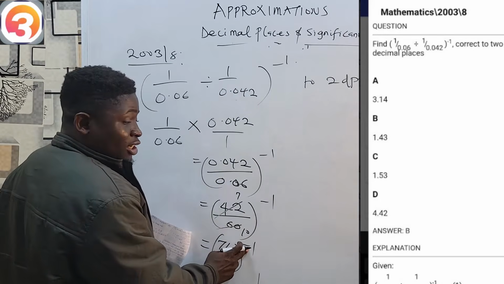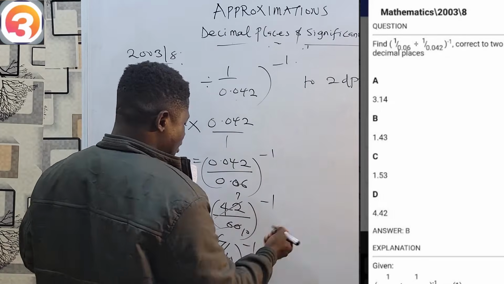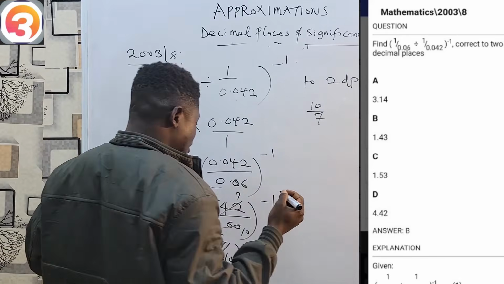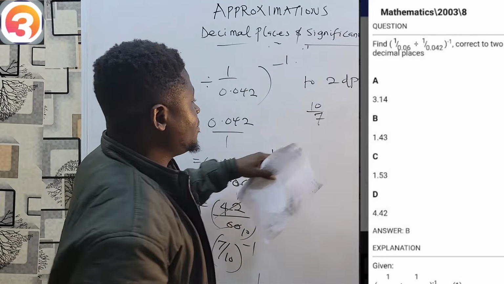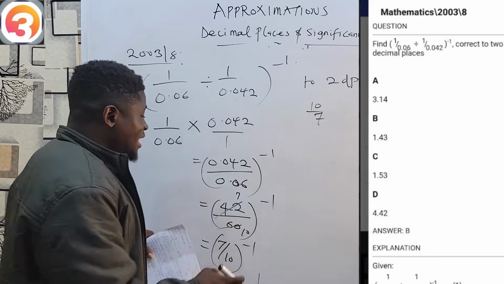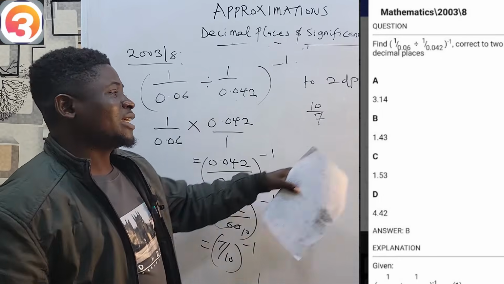So this raised to power minus 1 means we should invert the fraction, isn't it? So, for me, this is simple. I'm going to have 10 over 7 as our final result. So now we cannot do this division. Press your calculator. What is 10 over 7? In fact, just from here, press your calculator. You will get the answer you're supposed to get.